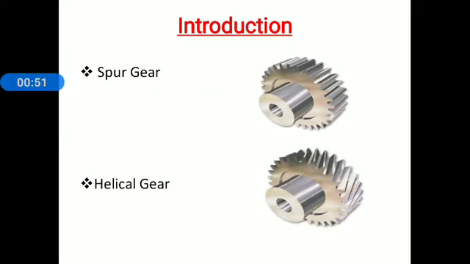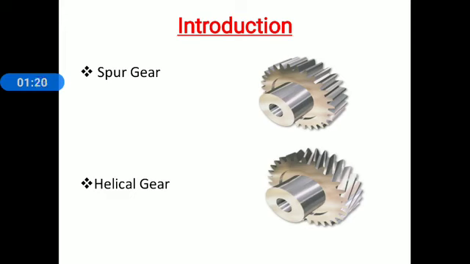Introduction. Now see, these are the two gears, spur gear and helical gear. In the last few lectures, we dealt with the spur gear. There is a basic difference between spur and helical gears. The teeth of a spur gear are cut parallel to the axis of the shaft, and the teeth of a helical gear are cut in the form of a helix on a pitch cylinder. Remember, this is very important.